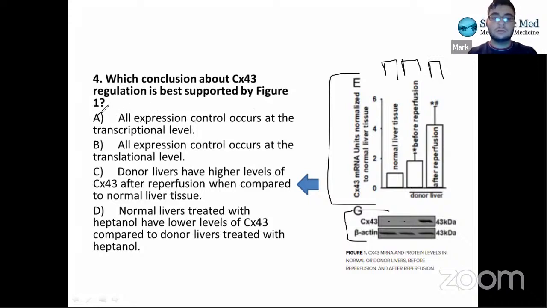Okay. Now I'll maybe go over that again afterwards. But hopefully that makes sense. A and B can't be right because it's not all expression occurs at this level. The expression occurs at both levels.